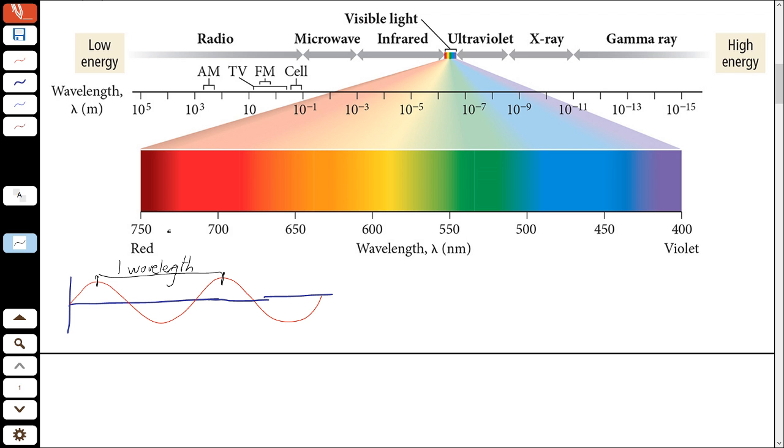Now notice that when we talk about energy and these things, we're not talking about intensity. So you can still have very low intensity or very high intensity light at any of these points on the spectrum. The intensity is more proportional to the height or the amplitude of the wave.